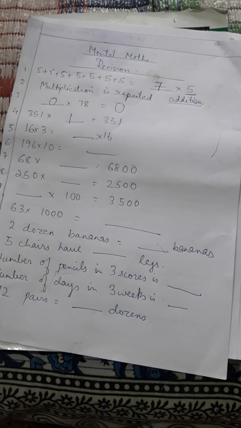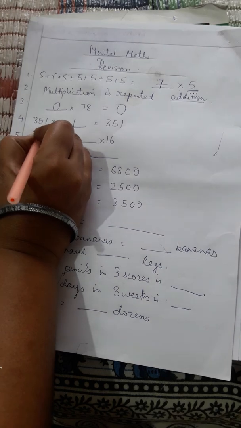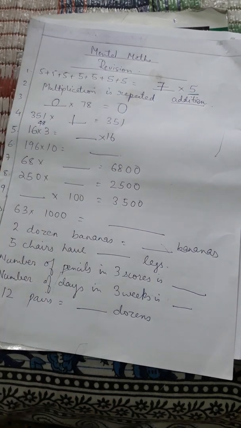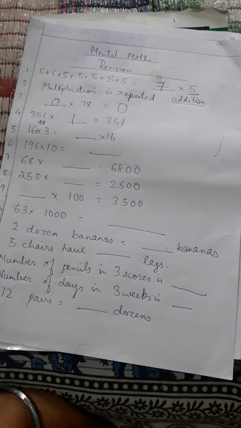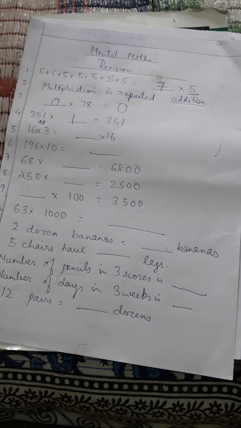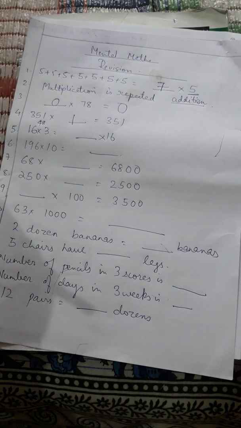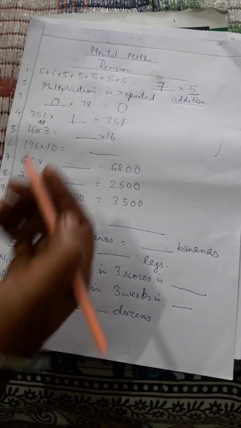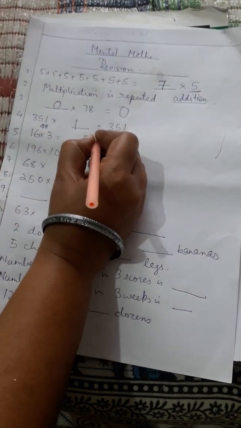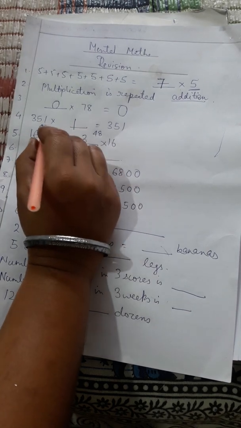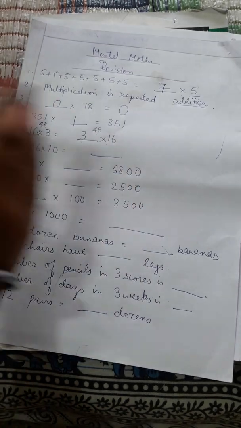Next, 16 into 3 is how much? 16 into 3 is 48. Write down 48. What will you multiply by 16 to get the same number, that is 48? So 16 3s are 48. So 3 16s will also be 48. So write down 3. Now, both the sides are equal.